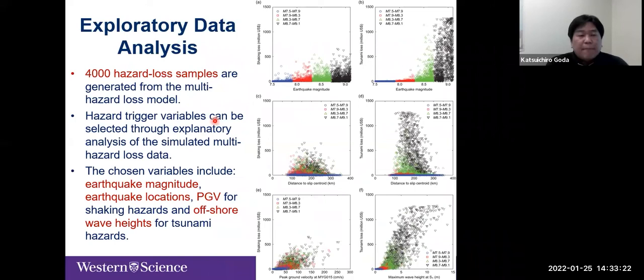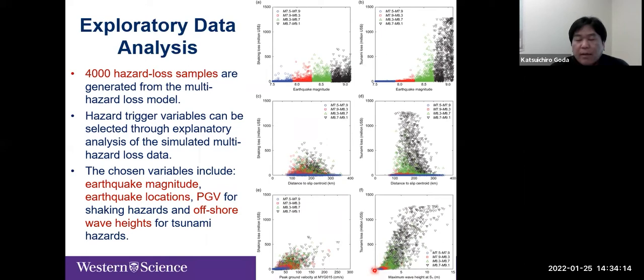But before I show some results, it might be good to show some exploratory data analysis results. I can generate the shake loss for Iwanuma and the tsunami loss for Iwanuma as a function of, say, earthquake magnitude, and the distance to the slip centroid, where the most earthquake slip is concentrated. I can also do a similar scatter plot for peak ground velocity in the middle of the building portfolio in Iwanuma. And on the right, there's one offshore wave station off Iwanuma, so I can take this as an intensity measure.